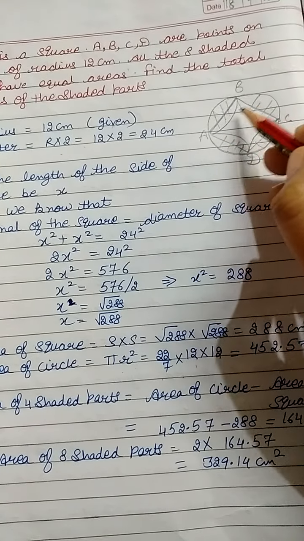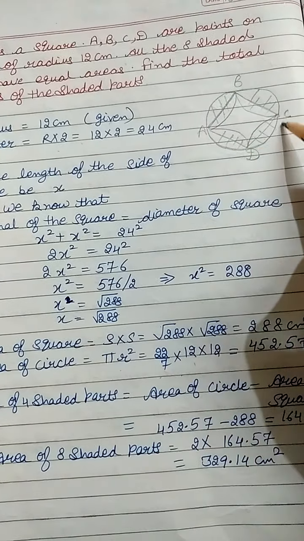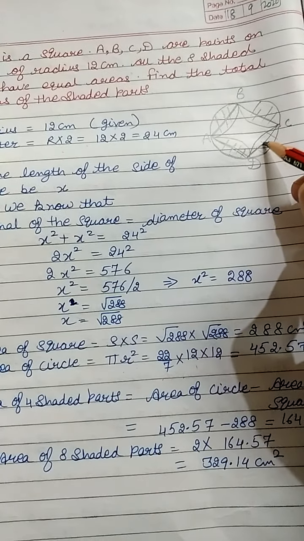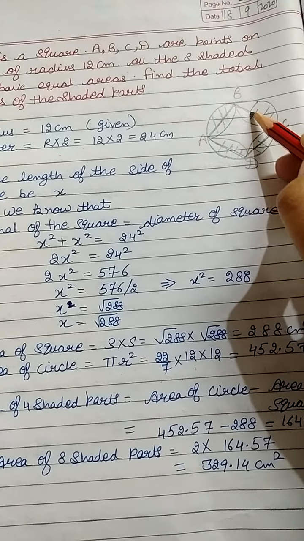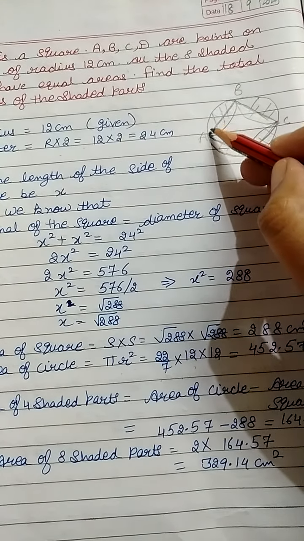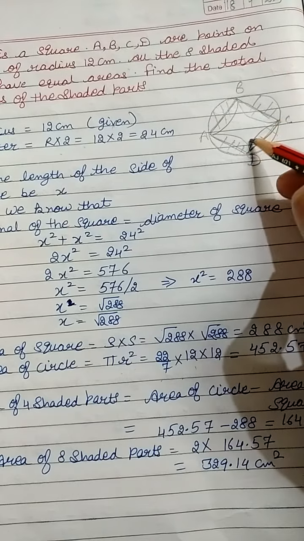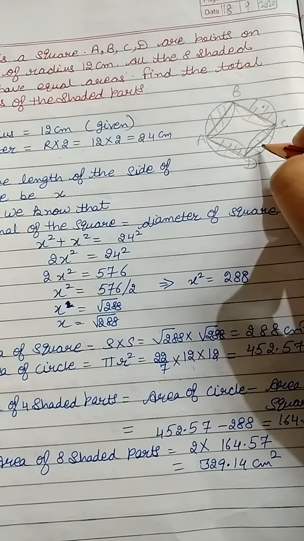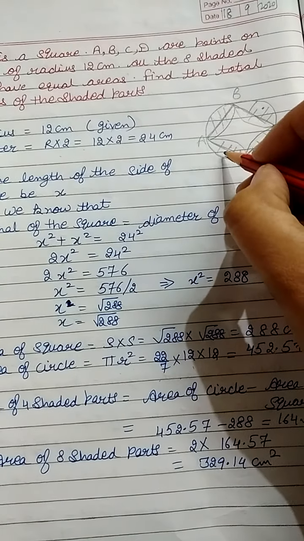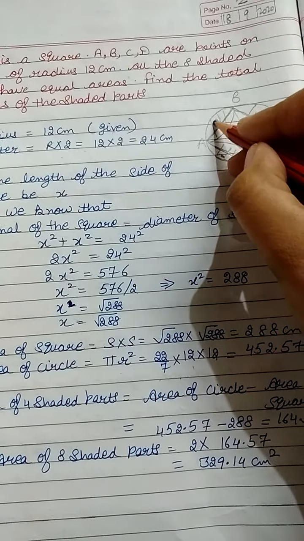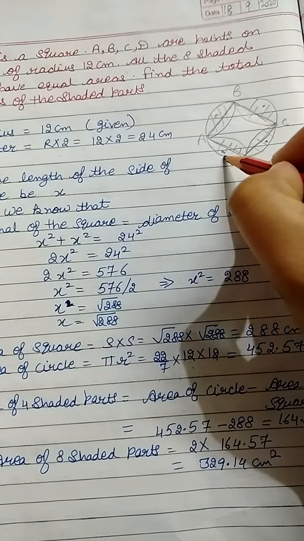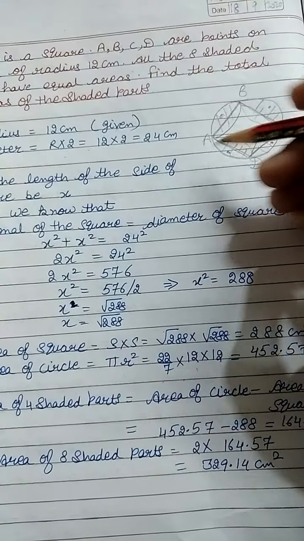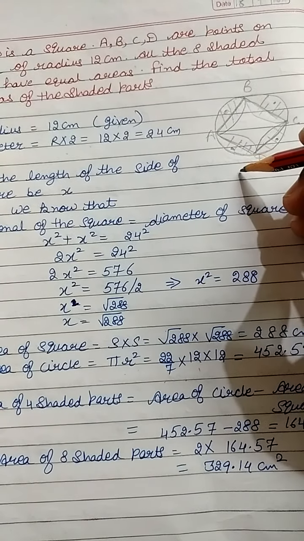What will we do, children? First of all we will find out the area of the circle. From the circle's area, this much portion of the square's area, we will subtract it. From the circle area we will subtract this square portion. Then you will get the area of this much portion, half of this one where I put the dot. This one portion, this portion and this portion, means 4 portions' area you will get. Then, as equal portions are there, we will double it, then you will get the area of the 8 shaded parts.